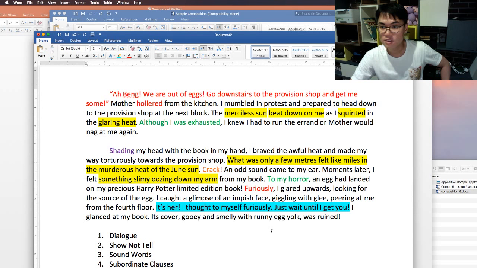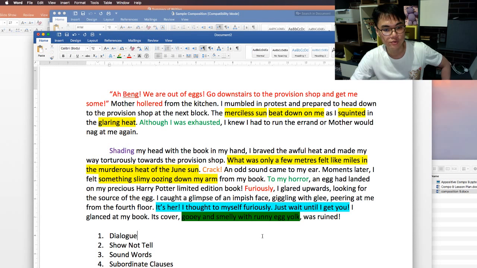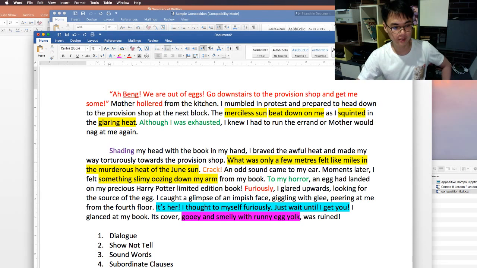Did you also see the... Yeah, that's right. It's covered gooey and smelly with egg yolk. So this entire section here, this is actually my... Oops, wrong. It's too dark. This is actually my A positive. Okay, so A positive. I'm just going to mark the color so you all can see.